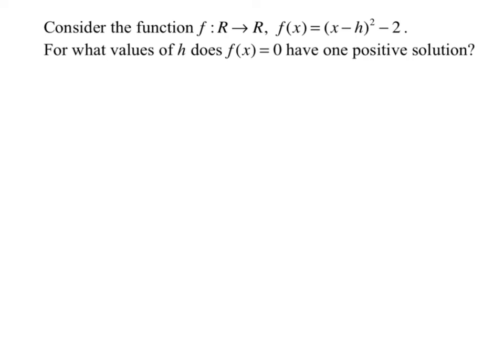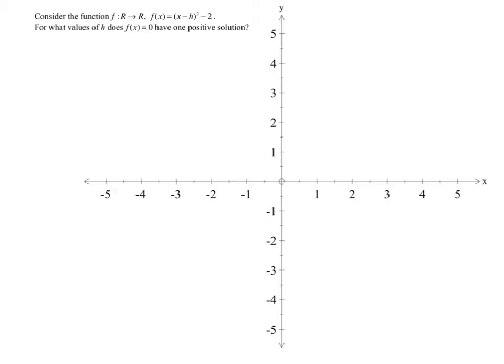Here we have another "for what values" question. For what values of h does f(x) = 0 have one positive solution for this particular function? So we draw a graph, and with the graph we also draw this particular function, and we know that it is a quadratic with a turning point at (h, -2).